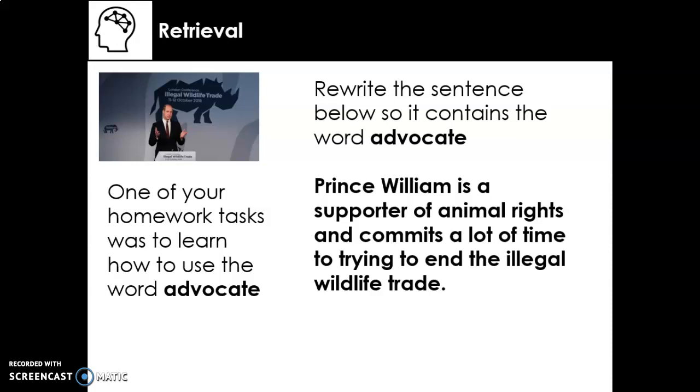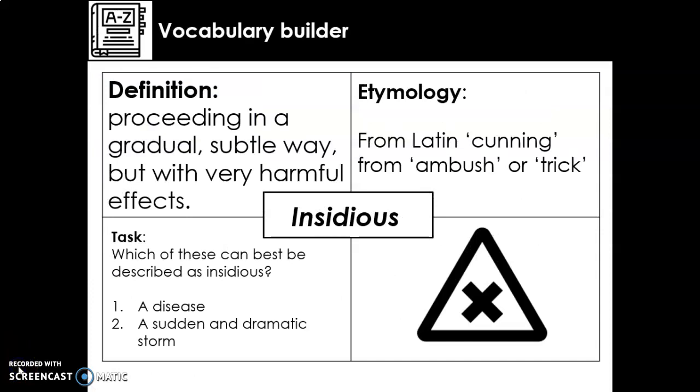Okay, so when you advocate for somebody, you fight and defend on their behalf. So Prince William is advocating for animal rights. Oh, I might have given you a little clue there how to rewrite your sentence. Okay, so Prince William is an advocate of animal rights and commits a lot of time to trying to end the illegal wildlife trade. But you could position that word slightly differently. Prince William is a supporter of animal rights and advocates to end the illegal wildlife trade. So actually that word advocate could be about making your writing more concise. So just press pause and rewrite the sentence so it contains the word advocate. Okay, off you go.